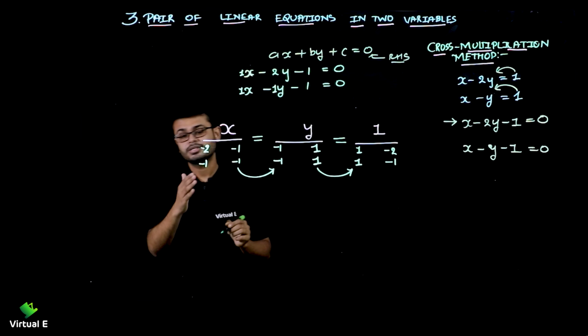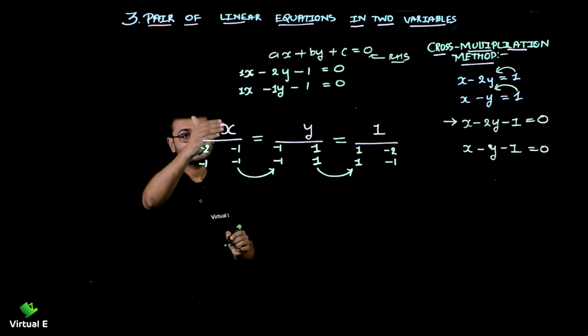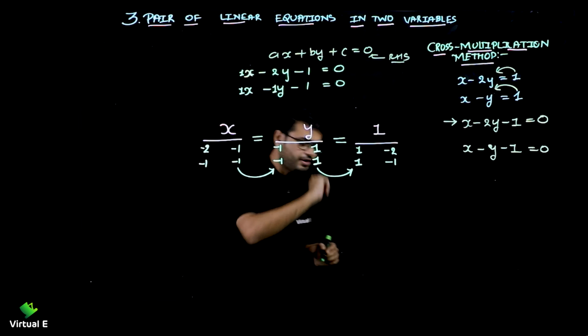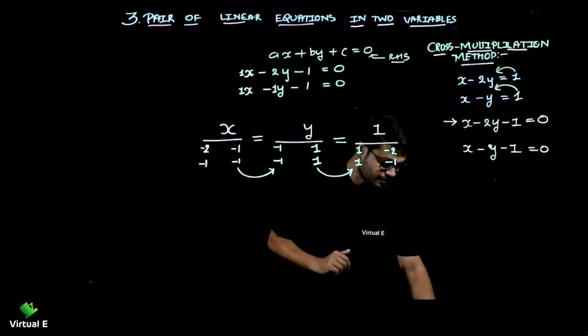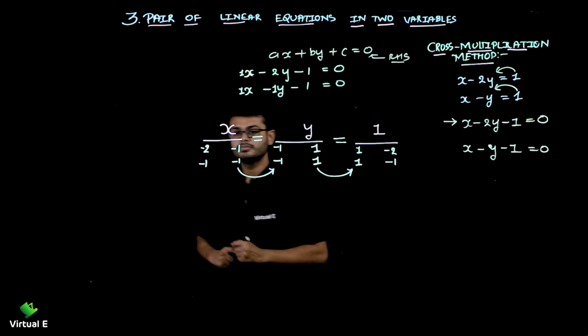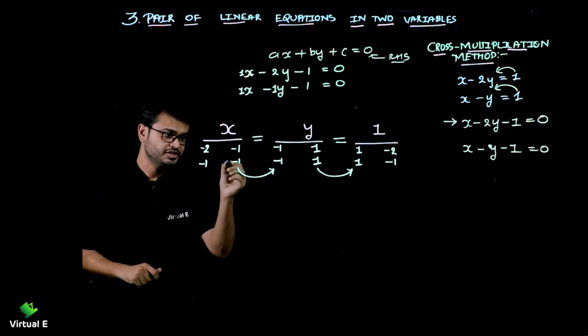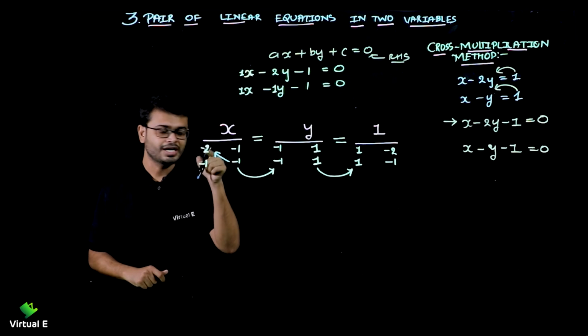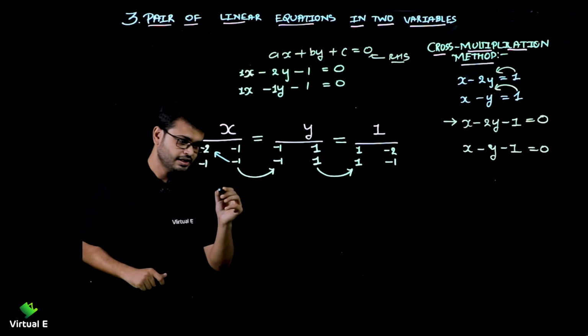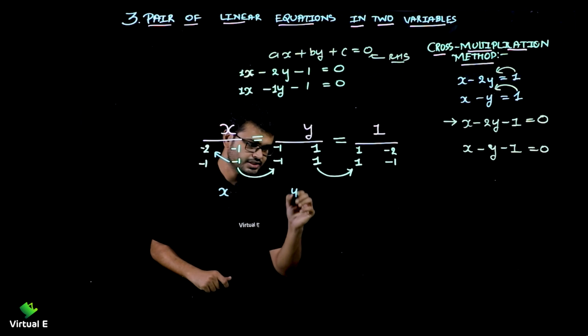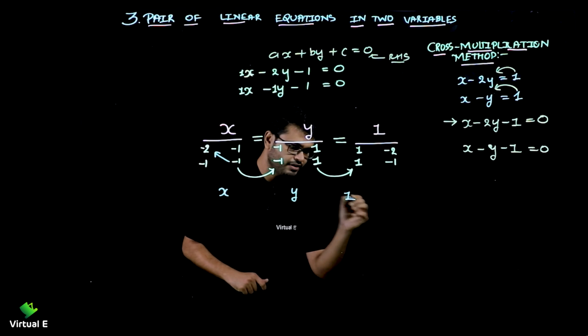Now what to do with all these values? There are 4 values below, x, y and 1. Now how to solve it? So I am going to solve in this manner. You need to start with the left term. X I will be writing as it is, y as well and 1 as well.